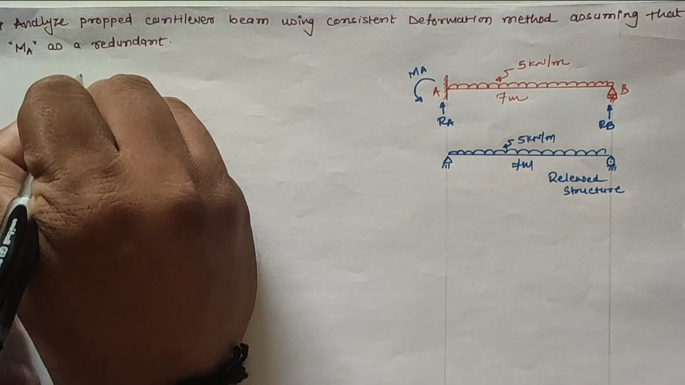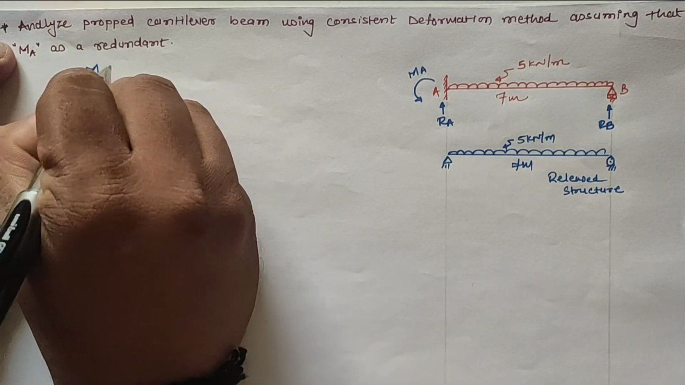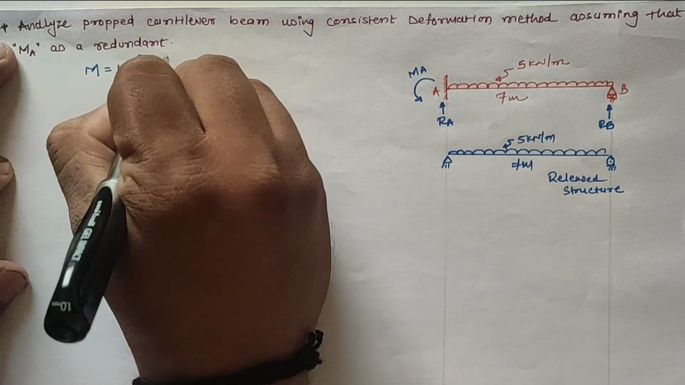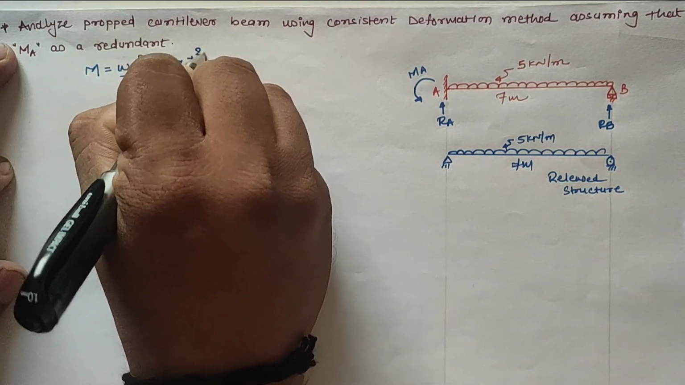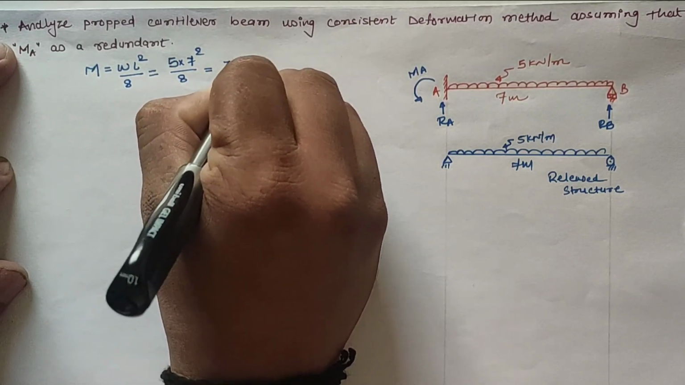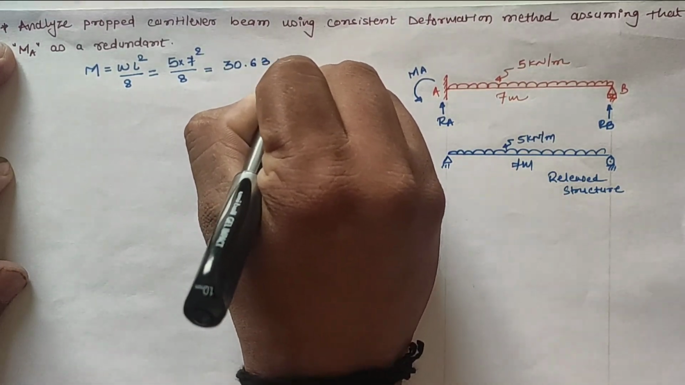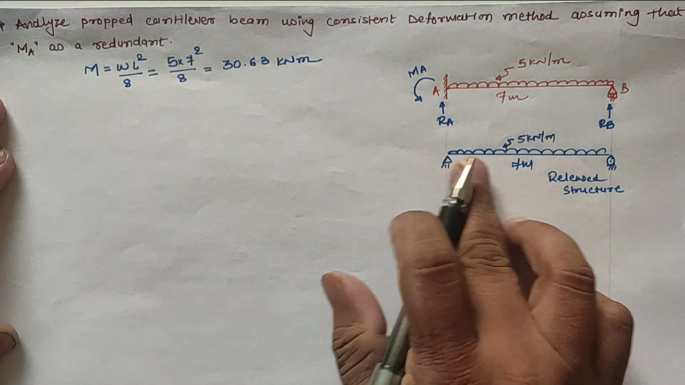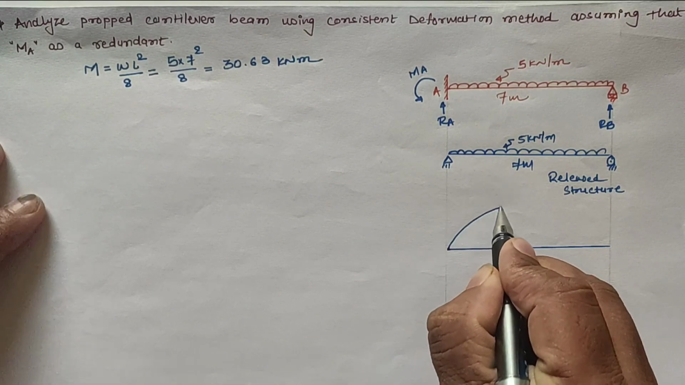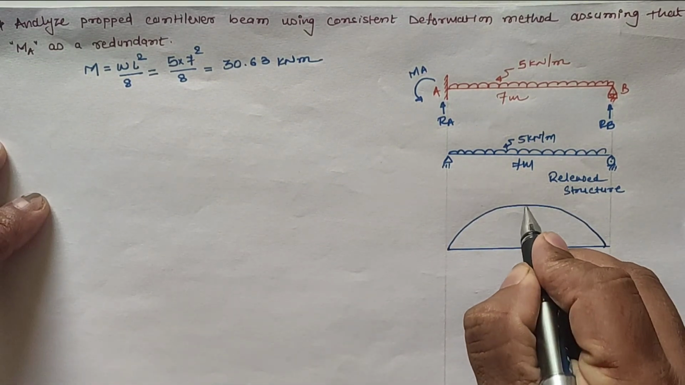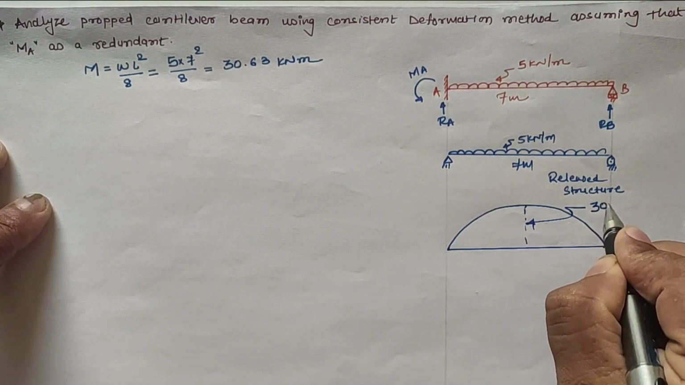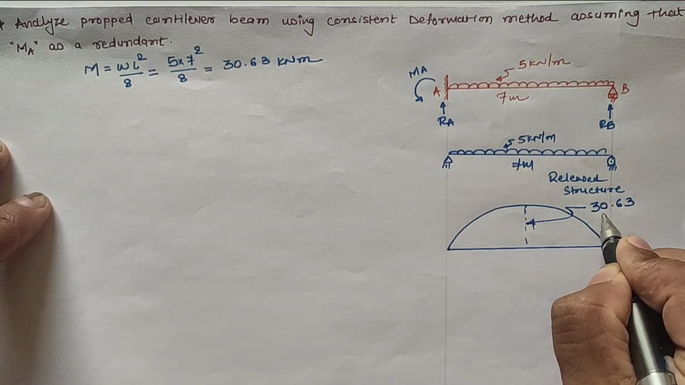For a simply supported beam, the moment for UDL is WL square by 8, which is equal to 5 into 7 square by 8, which is 30.63 in kilonewton meter. The diagram for this UDL is a parabolic curve having the peak value of 30.63, and we have to convert it into a conjugate beam.